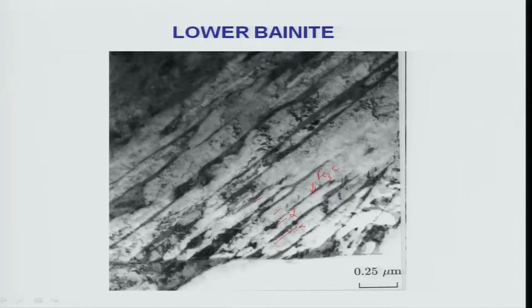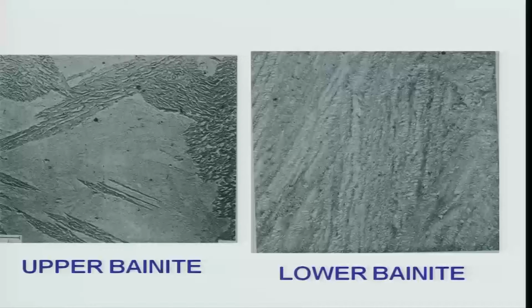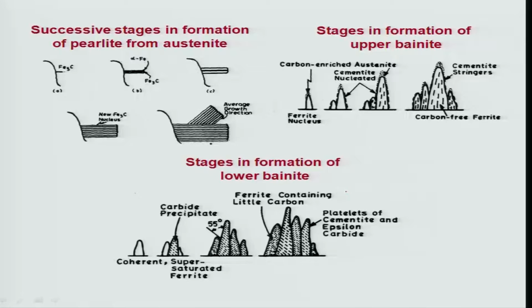So cementite has precipitated at the boundaries of alpha, not inside the alpha. That is a distinct difference. In the case of upper bainite, cementite is precipitated inside the alpha sheaths, but here the cementite is precipitated in between the alpha plates. That is the difference between an upper and lower bainite. There are many pictures to be shown here.